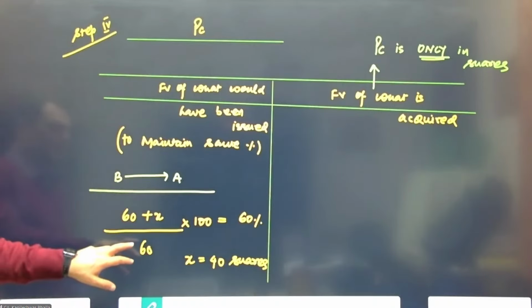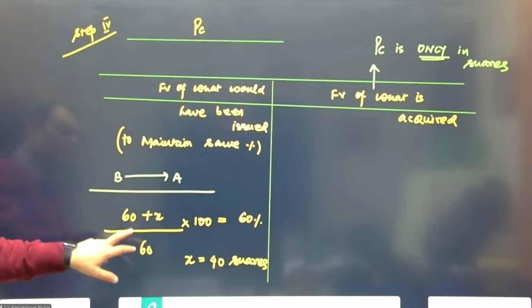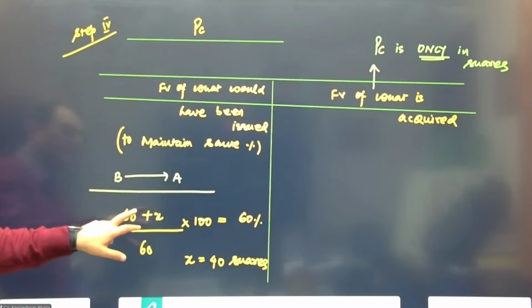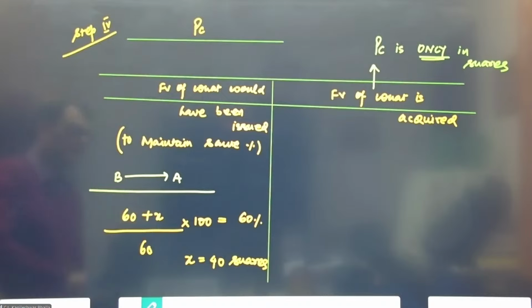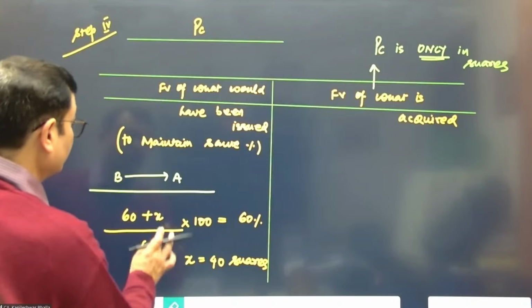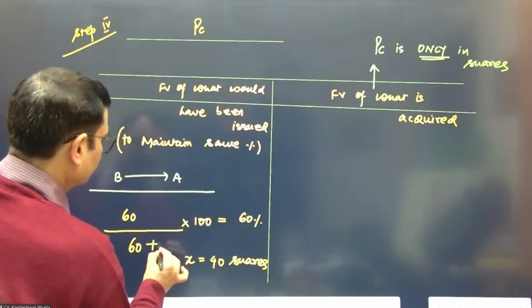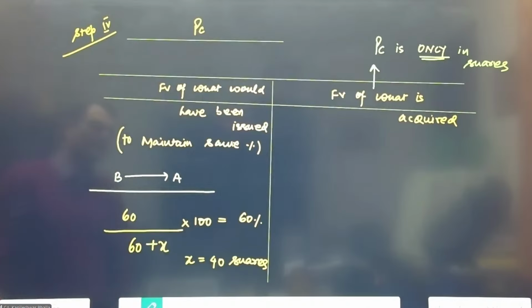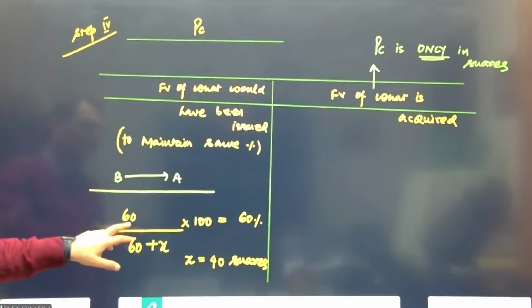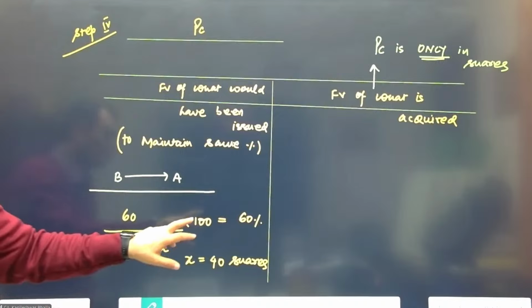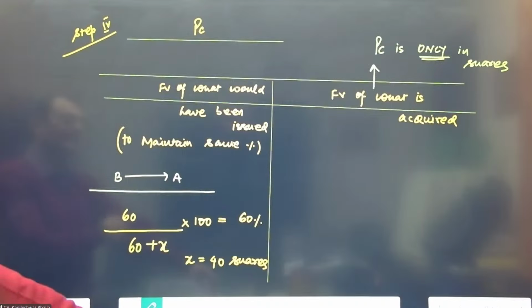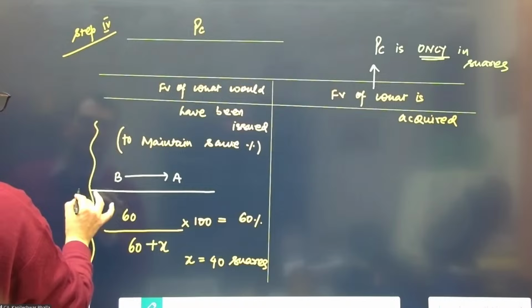So B has got a total of 60 shares in the company. If he would have issued X number of shares, this would have been the total shares. Sorry, I need to take this in the denominator. So let's say he would have issued X number of shares to the shareholders of A. So he will be left with 60 out of the total number of shares in such a way that he gets a 60% stake. So now let's calculate the purchase consideration.